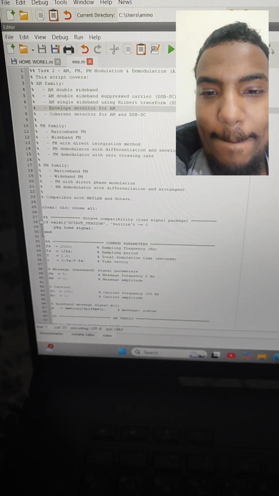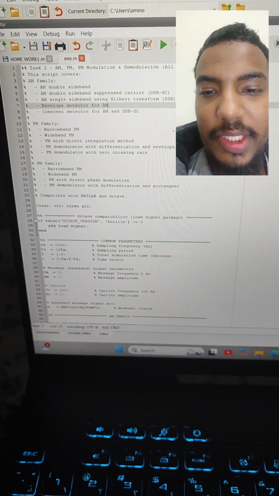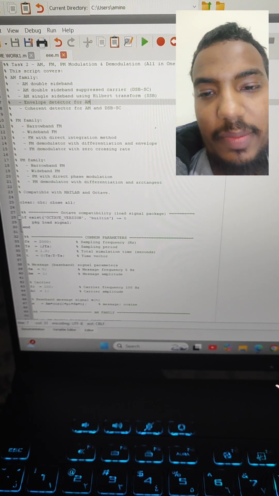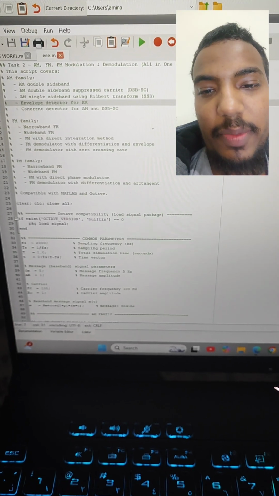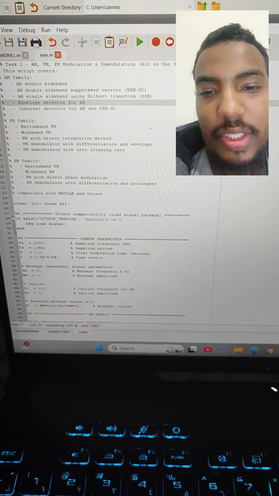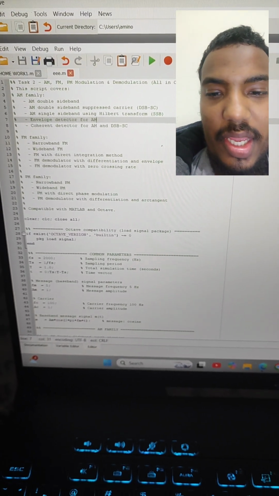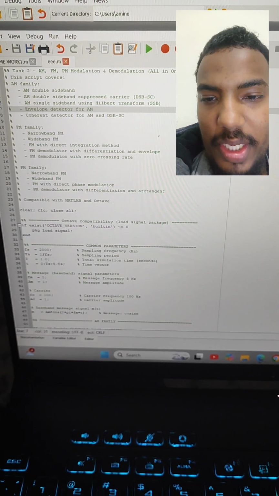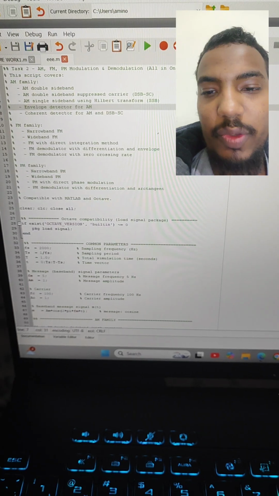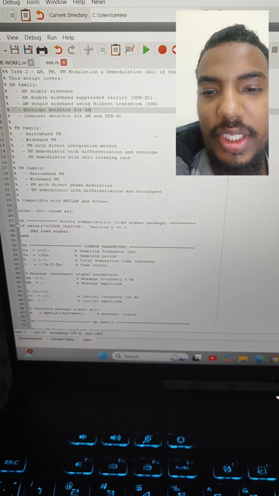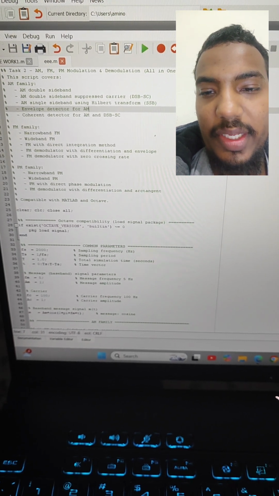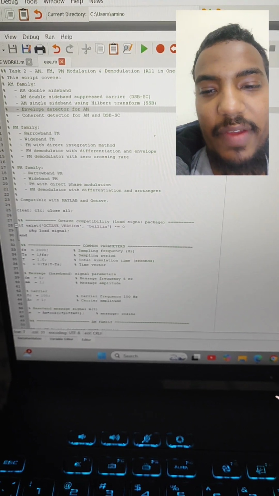Common parameters. Fs equals 2000, the sampling frequency. Ts equals 1 over Fs, the sampling period. T equals 1, the total simulation duration is 1 second. t equals 0 to T with step Ts, the time vector from 0 to 1 second. fm equals 5, the message frequency is 5 hertz.